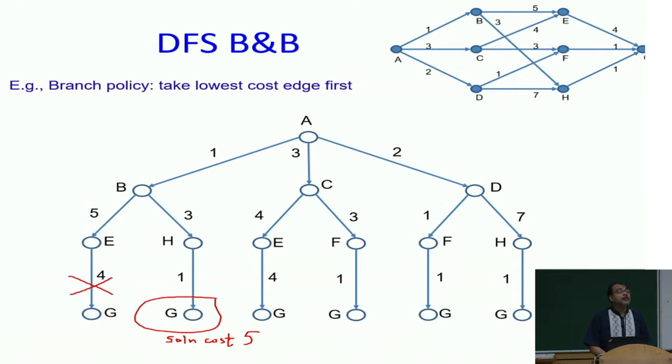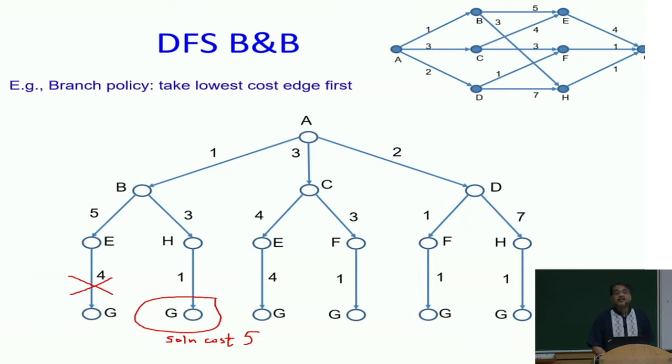What is my lower bound here? It is 2 plus 1, because my heuristic is only the lowest cost going forward. So, my bound is only 3, I can't prove anything. So, I have to go to D. So, I go to D. Now, from here my branching strategy says check for F. The bound for F is 3 plus 1, 4.